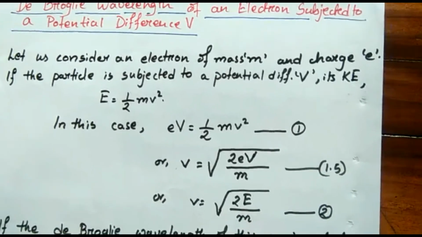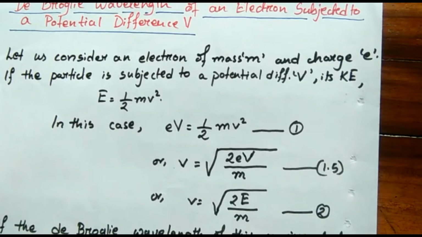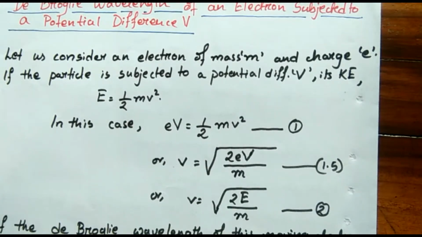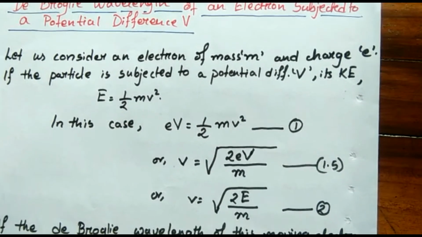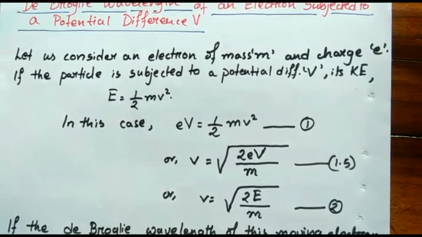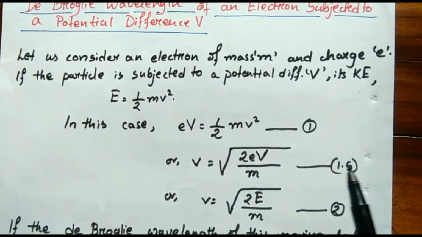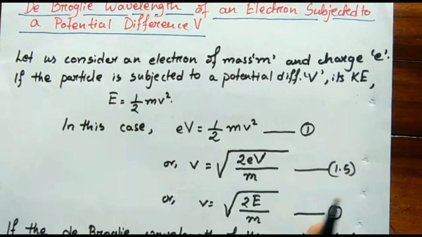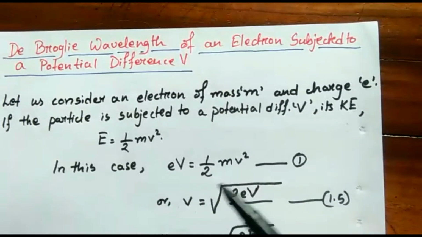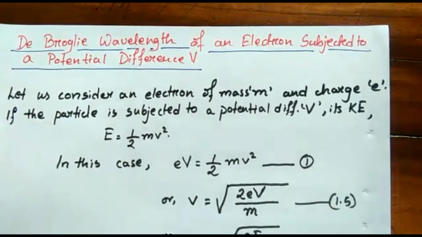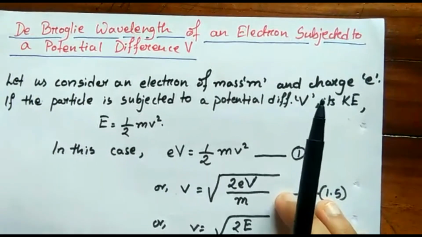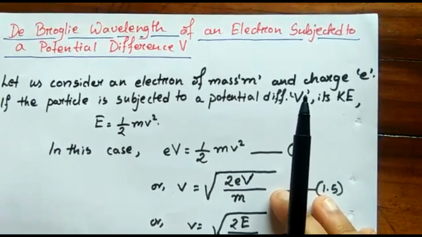Now we are going to discuss other formulas related to de Broglie wavelength, because these formulas are the main key point towards solving any numerical problem. So let's see. This is the de Broglie wavelength of an electron subjected to a potential difference V.